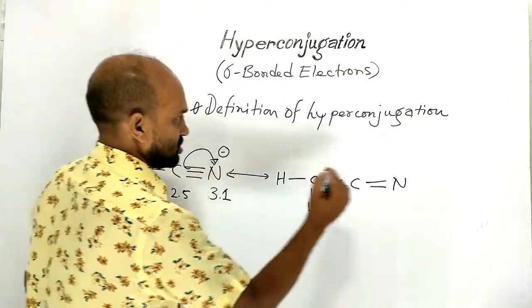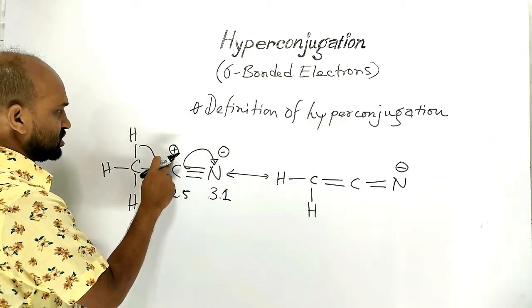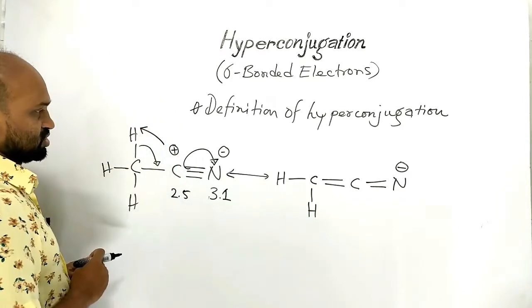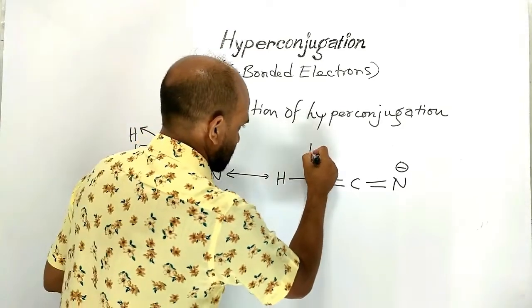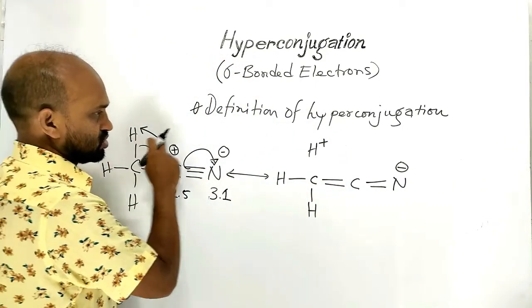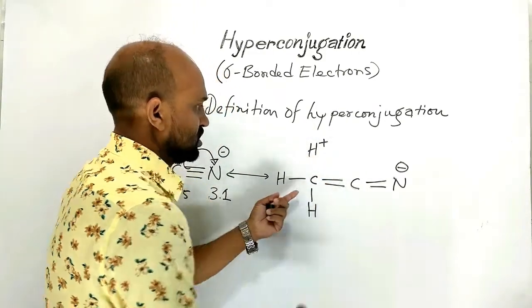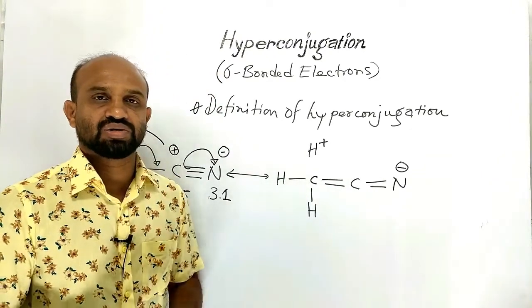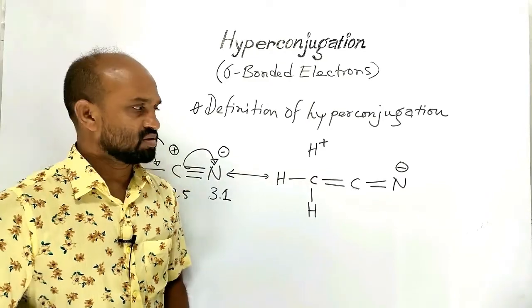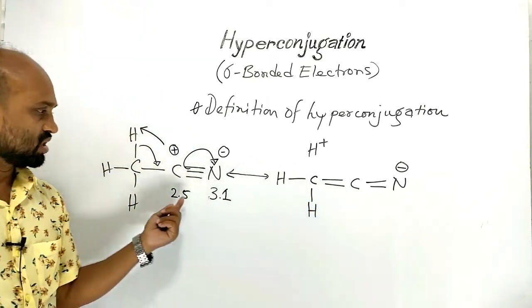Over nitrogen there is negative charge, but the positive charge over carbon shifts to the hydrogen atom. With the positive charge on hydrogen, these sigma bonded electrons move to the carbon-carbon bond. So here, sigma bonded electrons participate in resonance structure formation, and as a result, we get another resonance structure of acetonitrile.